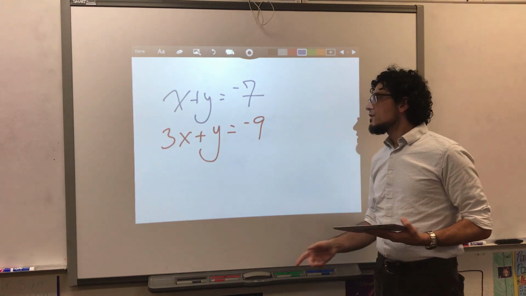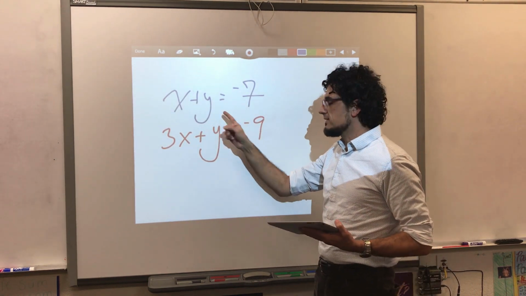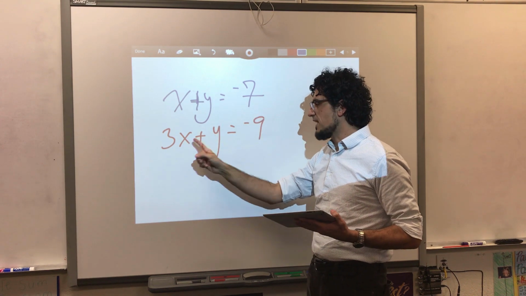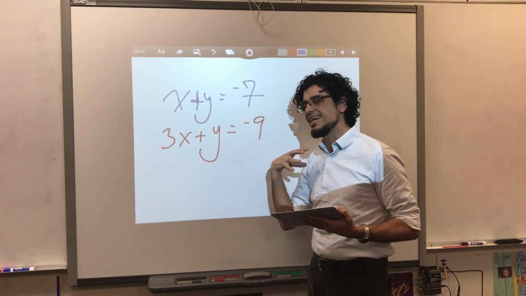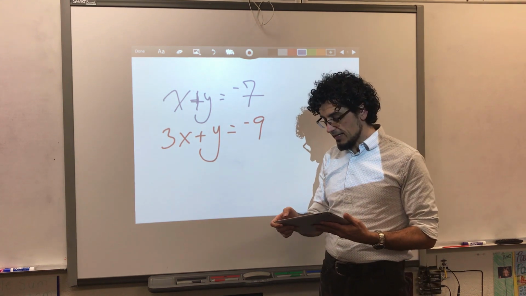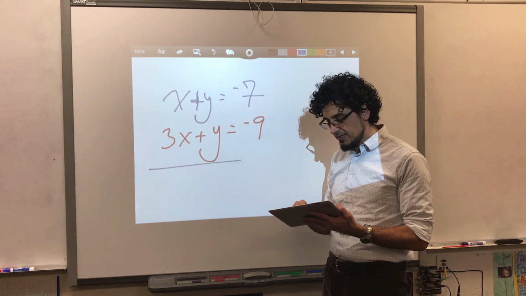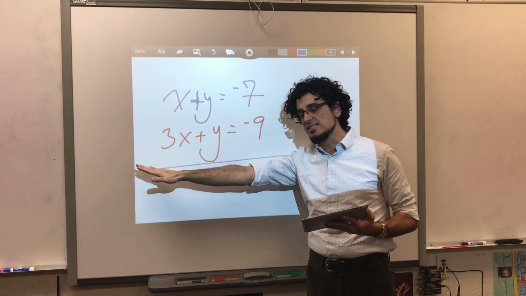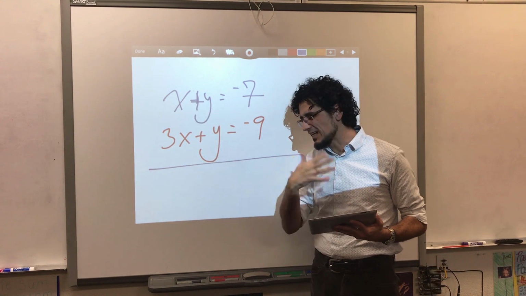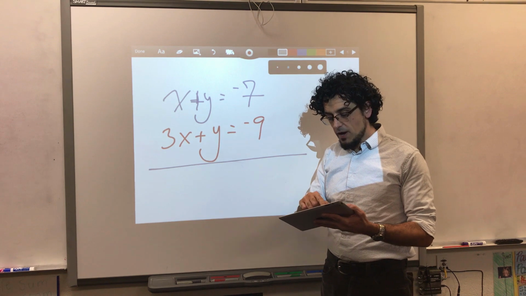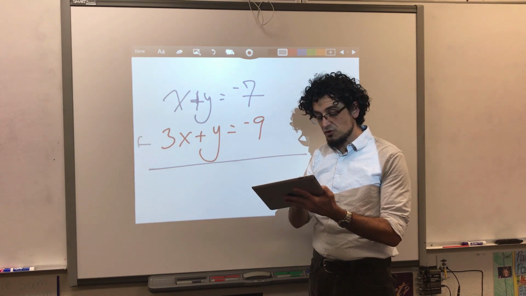One more of these. We see if we have x plus y is equal to negative 7, and 3x plus y is equal to negative 9. All right, so to solve for this one, again, we're going to combine these, but the funny thing here is that I have a positive y and a positive y. If I added these, I'd end up with 2y. And I don't want that. I want to cancel out my y's, all right? So what I'm going to do is I'm going to subtract these.